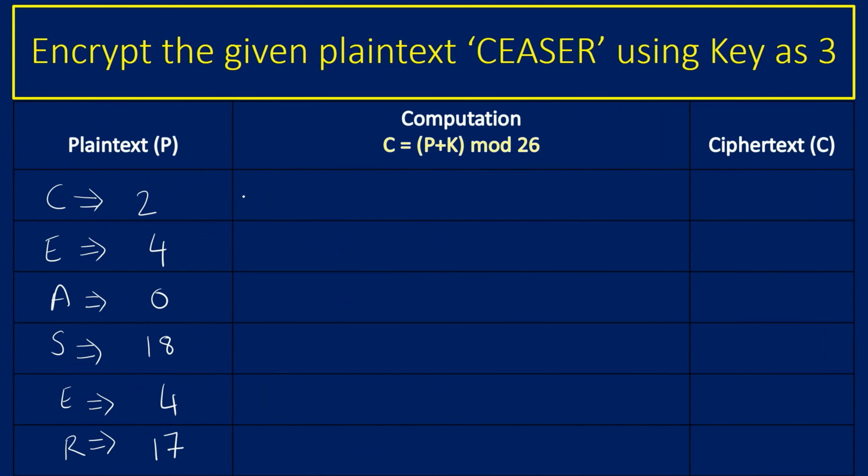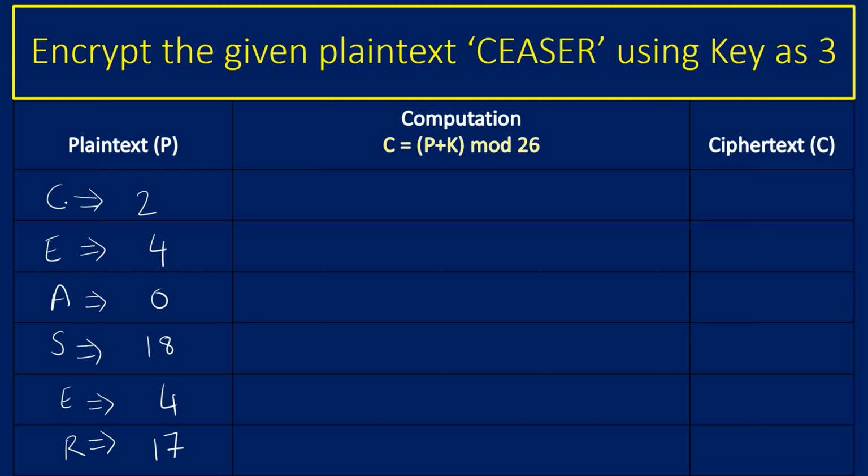And what is K? K is 3. Now in the second column we'll do the mathematics used by the encryption algorithm. Basically we are using modular arithmetic. Those who don't know modular arithmetic can check out my previous video where I've explained modular arithmetic in detail. The link is given in the description box. However, here in short I will explain it again.